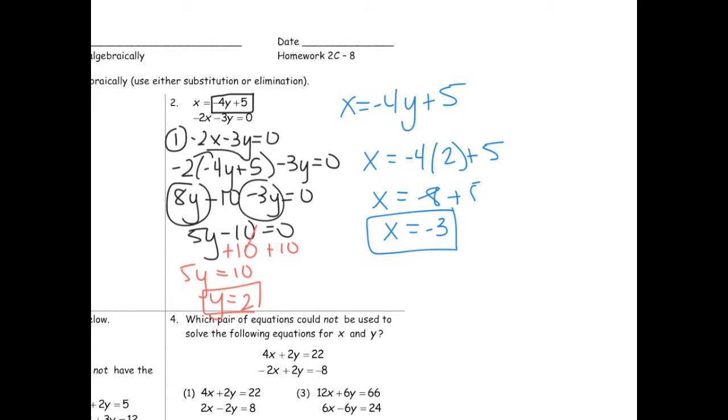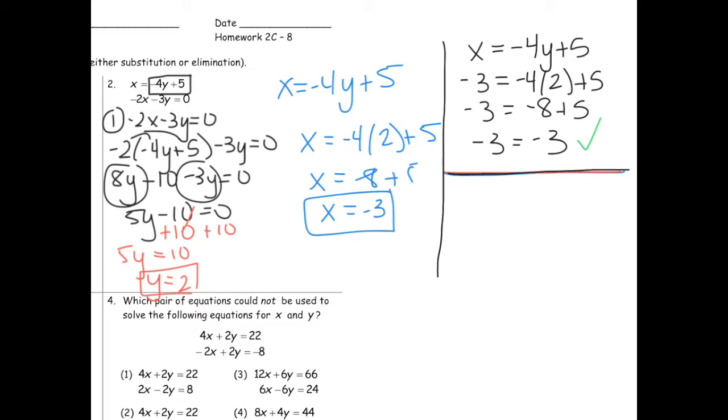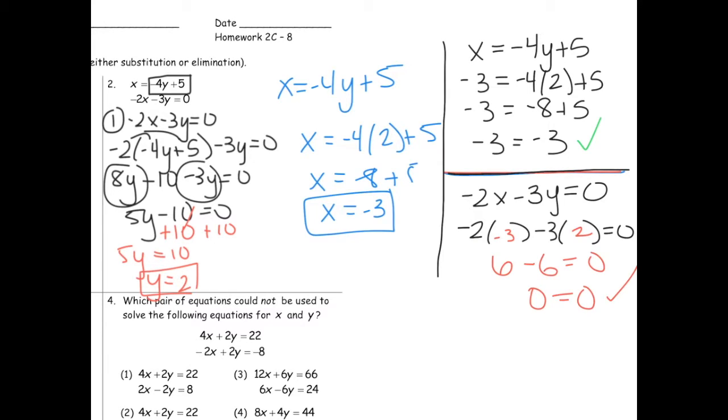Now, we have to do our check, because I could be wrong. So I'm going to do that check real quick. All right, this checks out. And then when you plug negative 3 in for x and 2 for y, it works for the second equation. So we know we're correct.